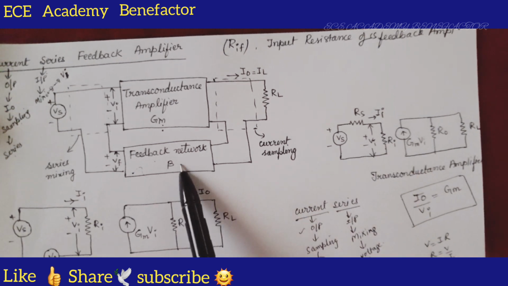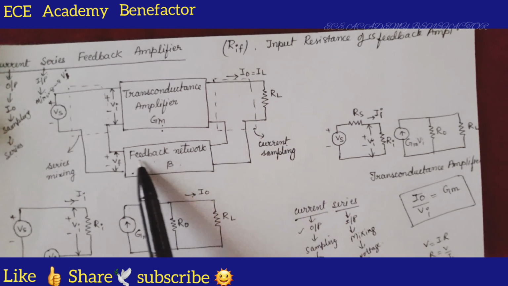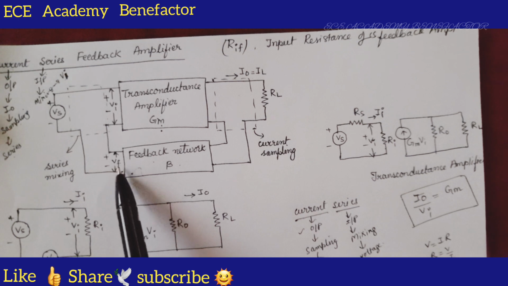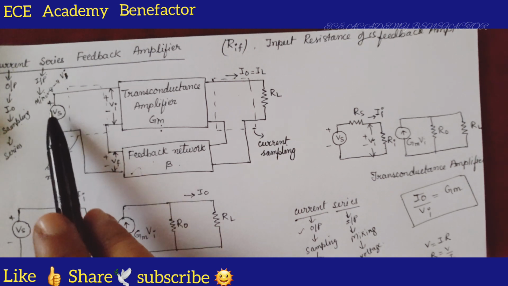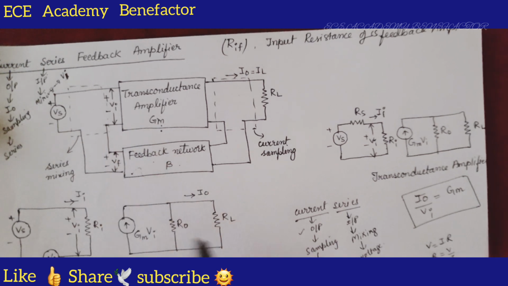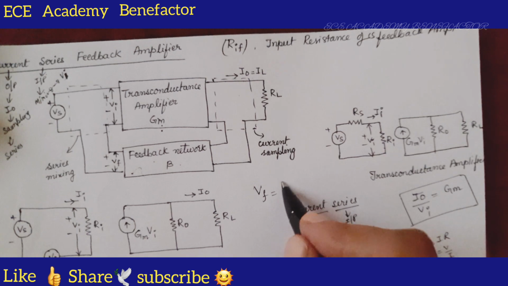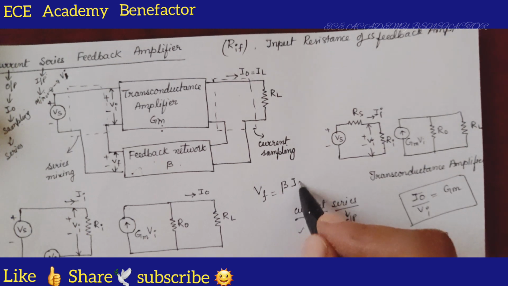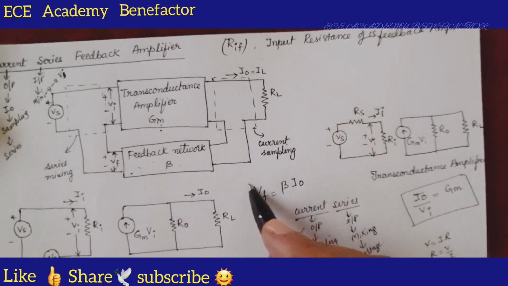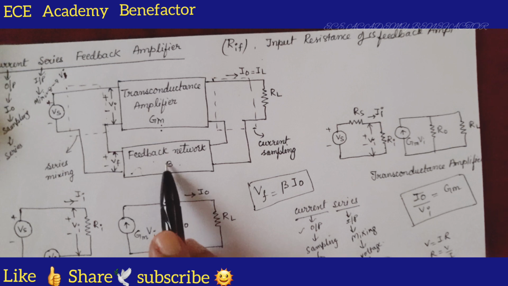What is the feedback network doing? It is taking a part of the output parameter and giving it back to the input with the help of the feedback voltage Vf. So here at the input we see three voltages, Vs, Vi and Vf. What is Vf equal to? Vf is taking part of the output. What is the output parameter here? I0. So Vf is equal to beta times I0.